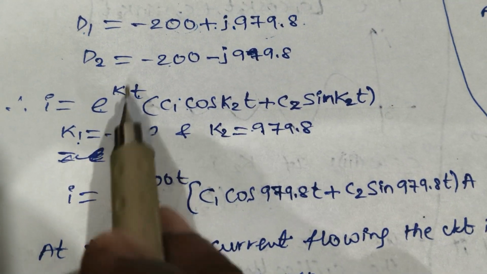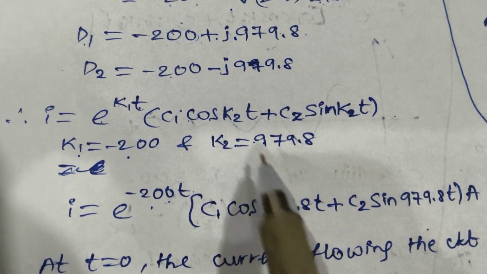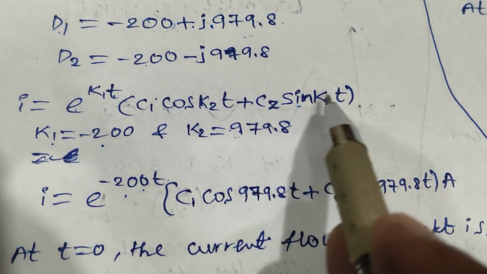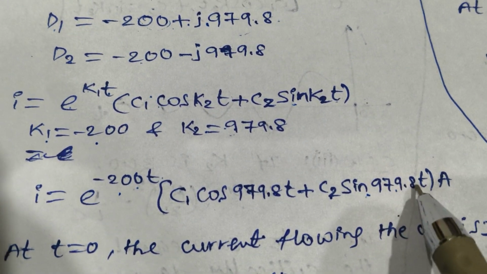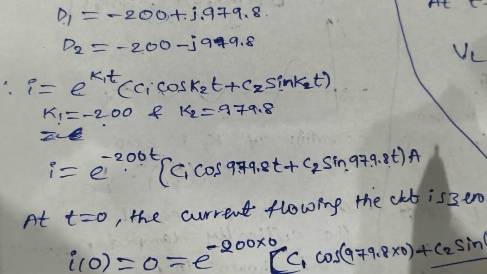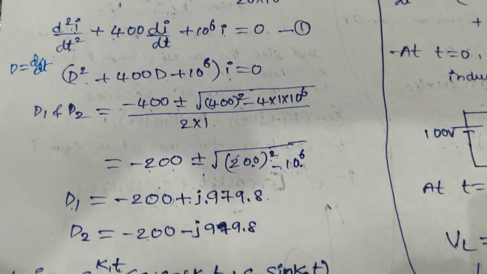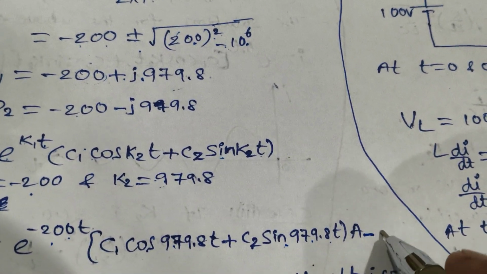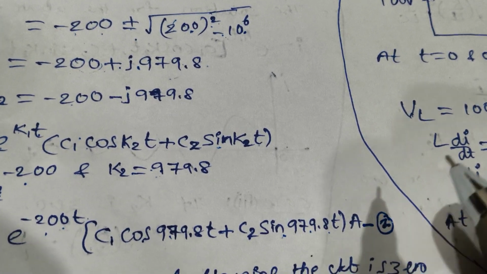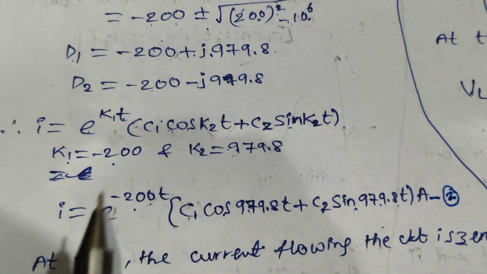I is equal to e^(-200 t) of C1 into cos 979.8 t plus C2 into sin 979.8 t amperes. So we got the solution. Let us assume this is the second equation. But here in the second equation, you have arbitrary constants C1 and C2. If you find out C1 and C2, that is the complete solution of the current.